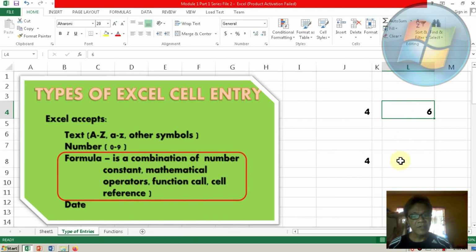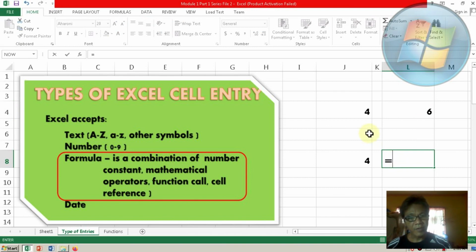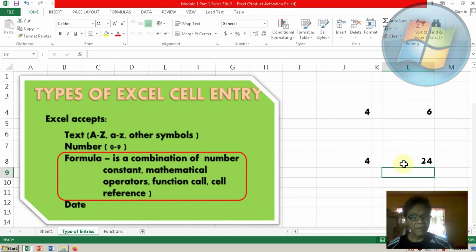Now we can use the cell address in our formula. Okay, let's say we will multiply both the G4 and L4. So we are using the address of these two cells. G4 has a value of 4 and L4 has a value of 6. So therefore, the result would be 24. Okay, so in a formula, we are using the address of a particular cell.